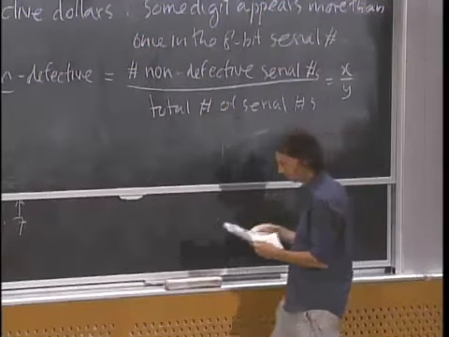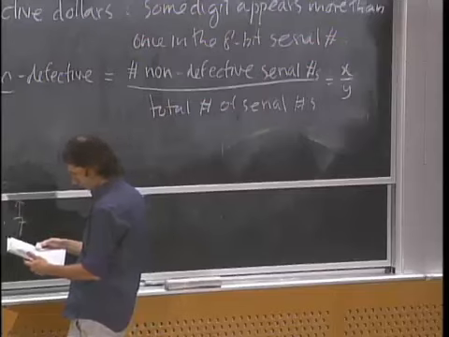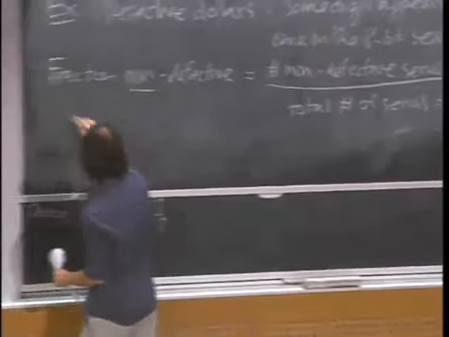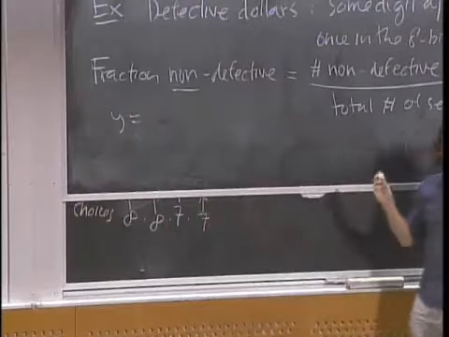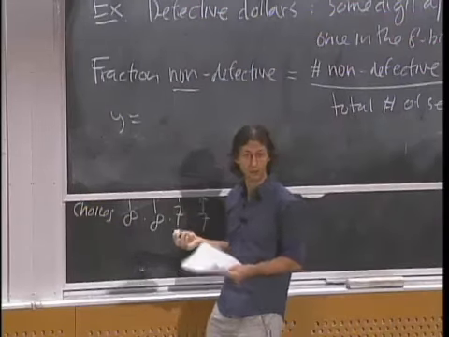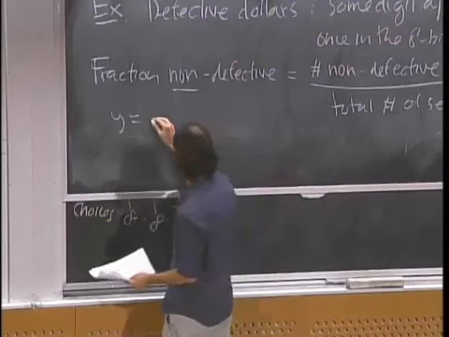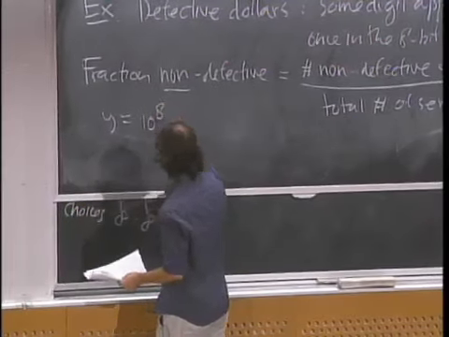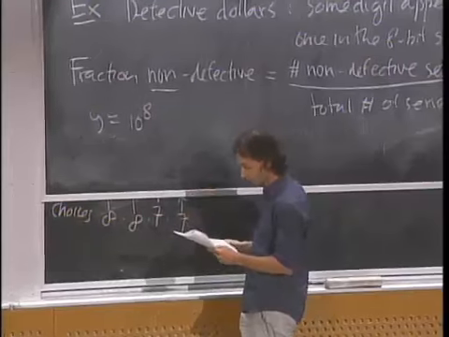So let's see. First of all, let's count y. Well, that's easy. I have 8 digits in my serial number, so I have 10 choices for the first digit, 10 choices for the second one, and so on. In total, I have 10 times 10 times 10, 10 to the power 8 choices.